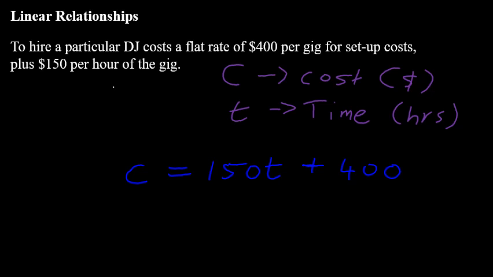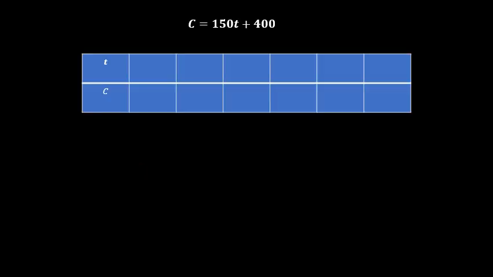Okay, let's see what we can do with this equation now. The first thing that I want to do with it is fill in a table of values. So I've got the equation up the top there. Let's say that my gig went for just 1 hour. If my gig goes for 1 hour, then my cost would just be $150 for the 1 hour plus $400 for setup. So that'll be $550. If it goes for 2 hours, then it'll be 150 times 2, so $300 for the time, plus still the $400 for the setup, so that's going to give me a total of $700.